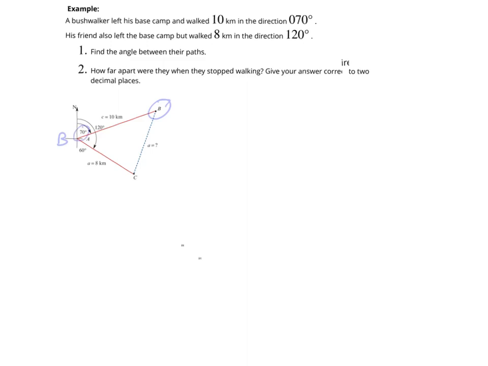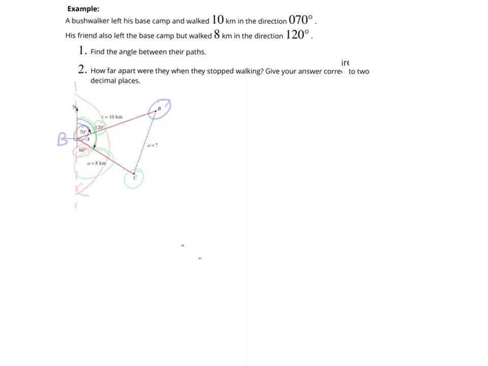The next bushwalker starts at base camp again. This time walks 8 kilometres to point C on a bearing of 120 degrees, which is that bearing there. So obviously this little bit in here must be 60 degrees, because we know that all of the angles on a straight line add up to 180 degrees. There's your straight line.